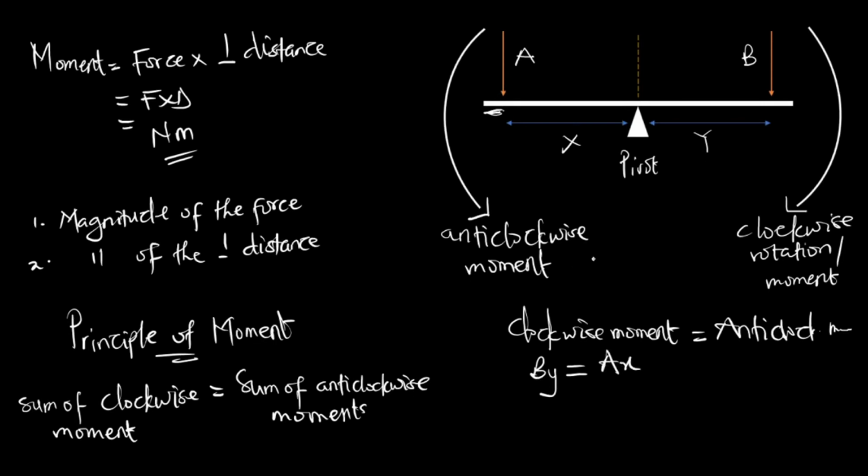So in this case, the clockwise moment being equal to the anti-clockwise moment means our product of the force B and the distance y is equal to the product of the force A and the distance x. Now let's have a look at another diagram to further understand the clockwise moment and the anti-clockwise moment.